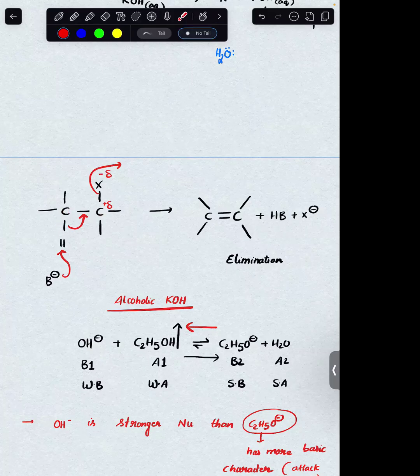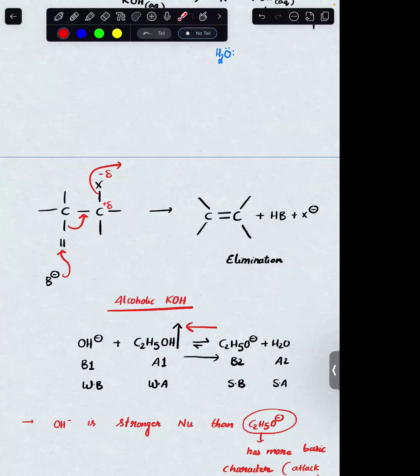As the elimination is happening from the beta carbon, or the beta hydrogen is getting removed, the elimination is also termed as beta elimination. Everyone. The elimination is also termed as beta elimination. This is alpha, this is beta. The hydrogen of the beta carbon is removed, hence it is called as beta elimination. I hope everyone is with me.